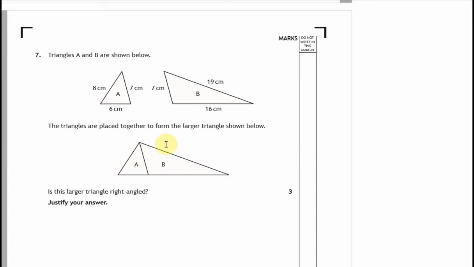Okay, so question 7. Triangles A and B are shown below. Triangles are placed together to form the larger triangle shown below. Is this triangle, this one here, right angled? So if we put this one with this one, is this right angled?